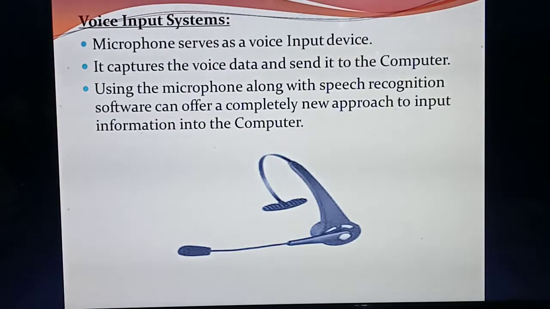So the next input device is the voice input system. The name itself says voice input system, so you are giving voice as an input. This is the voice input device, that is the microphone. You might have seen in reality programs or other programs that they have fixed this kind of device near the ear. Yes, this is the microphone. This microphone is mainly used to give voice input. Whatever voice you give, it takes as input, captures your voice, and automatically sends it to a computer.